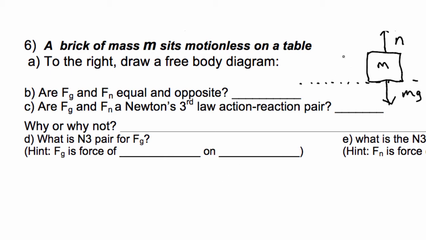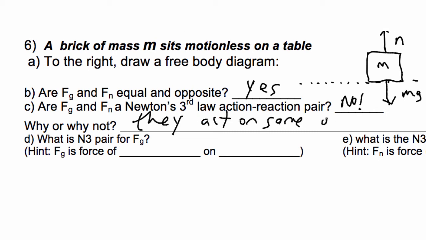Now, assuming this is motionless, are these two forces equal and opposite? Yes, they are. They're the same magnitude and they're in opposite directions. Are Fg and Fn, which I've symbolized with a little n here, a Newton's third law action-reaction pair? Think about that. The answer is no. Why not? Well, they act on the same object. They cannot be an action-reaction pair.